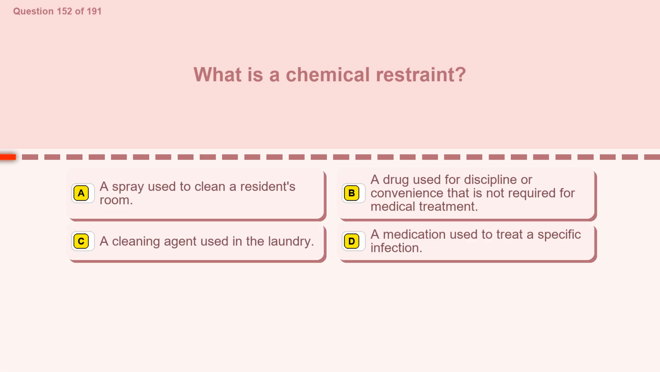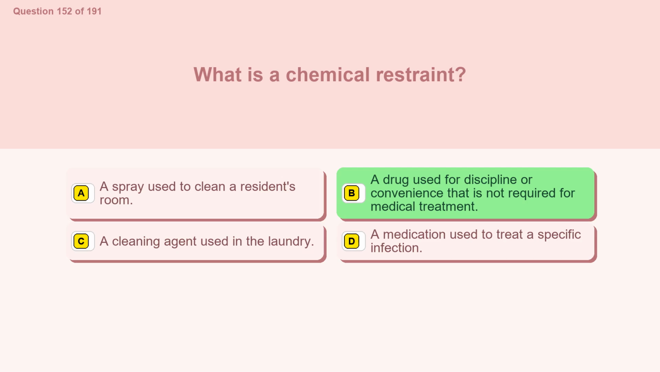Question 152. What is a chemical restraint? Option A, a spray used to clean a resident's room. Option B, a drug used for discipline or convenience that is not required for medical treatment. Option C, a cleaning agent used in the laundry. Option D, a medication used to treat a specific infection.